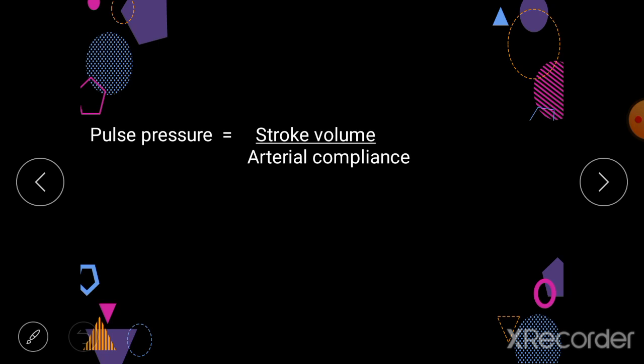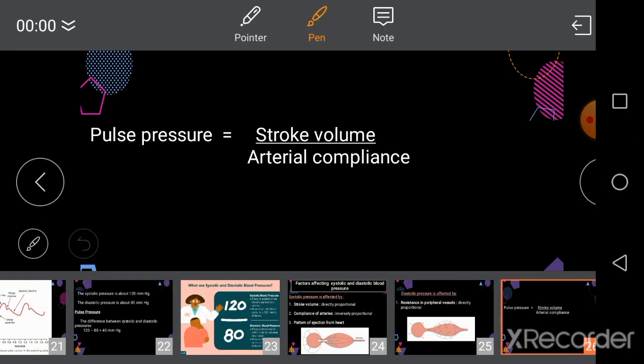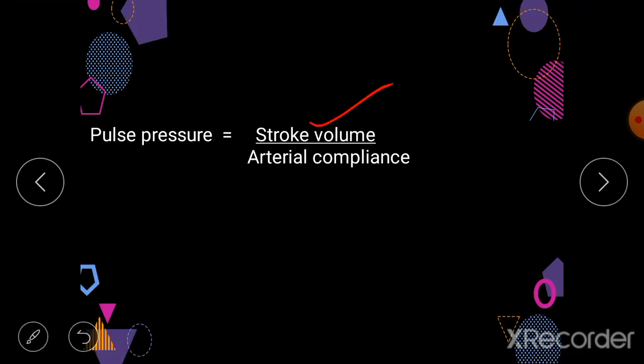Pulse pressure can also be calculated by dividing stroke volume by arterial compliance. This formula shows that pulse pressure is directly proportional to stroke volume and inversely proportional to arterial compliance. To better understand this concept, let's have a look at some examples.